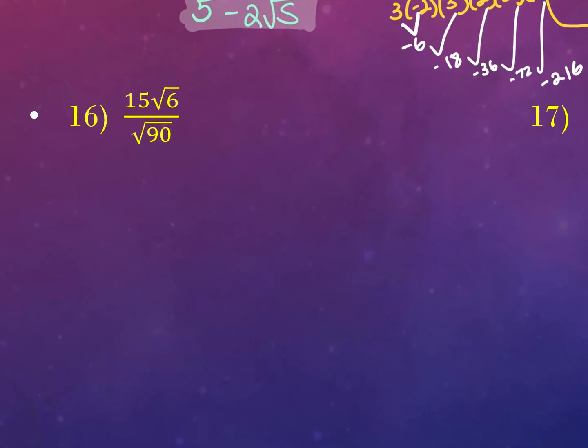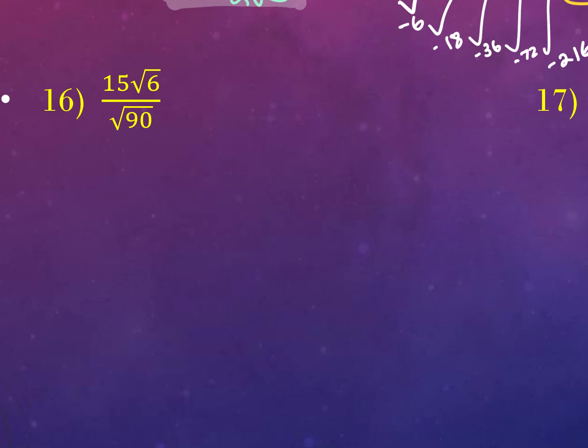All right, looking at 16, 2 things underneath the square root. 6 actually goes into itself once and into 90 15 times. So you're left with 15 over the square root of 15, which is just 3 and 5. Nothing's going to repeat there. So that answer stays for now as is.